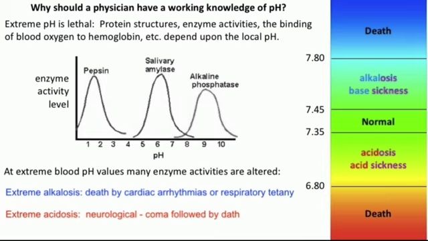If you do not maintain your blood at a pH of 7.4, then the structure of the proteins in your blood, their activity, the binding of oxygen to hemoglobin, all sorts of things will be altered. In the case of going to high pHs, alkalosis or base sickness, you can have cardiac arrhythmias and respiratory tetany, and they can kill you. Alternatively, if you look in the other direction and you become too acidotic, acid sickness, then you can go into a coma and die from failure of the nervous system.